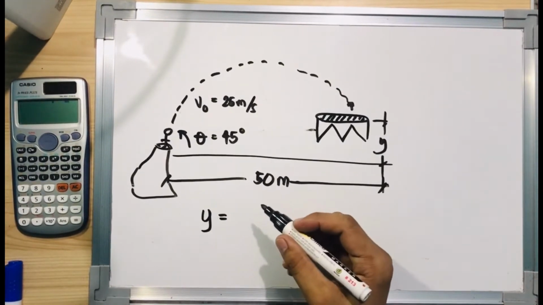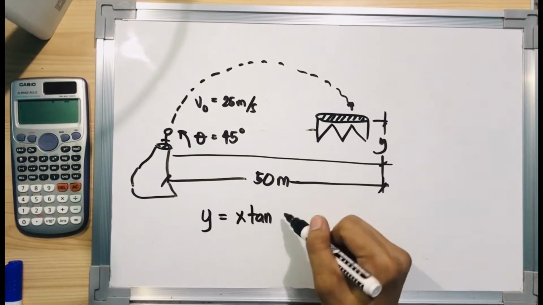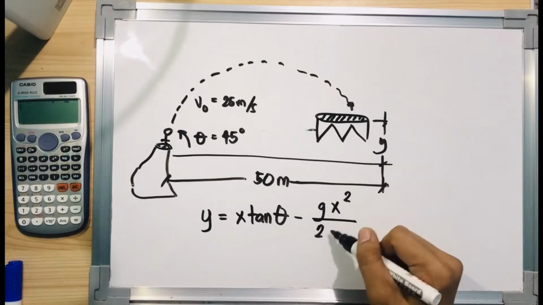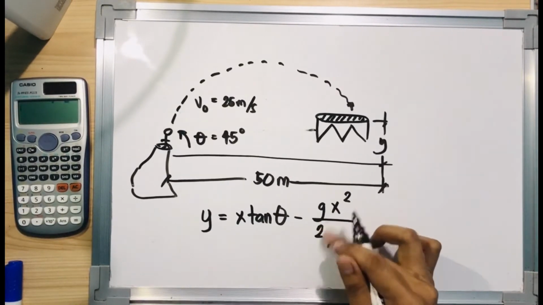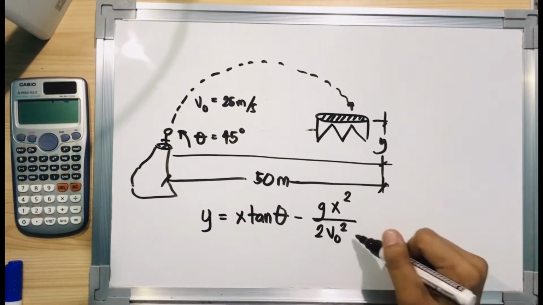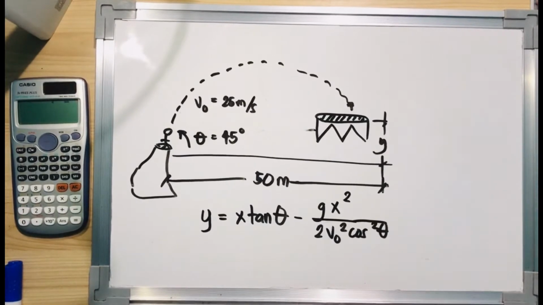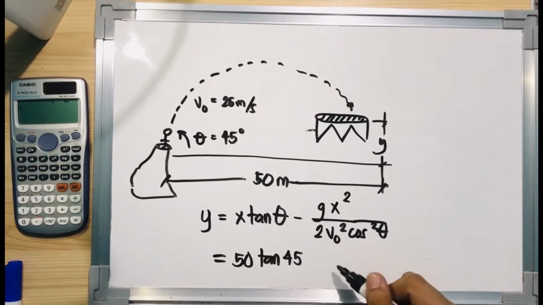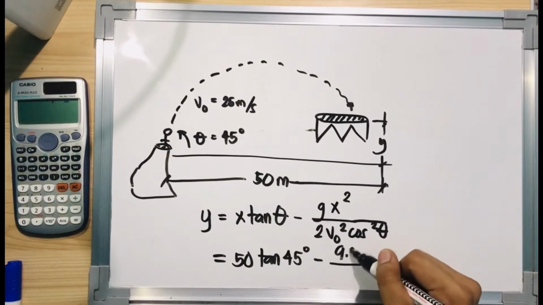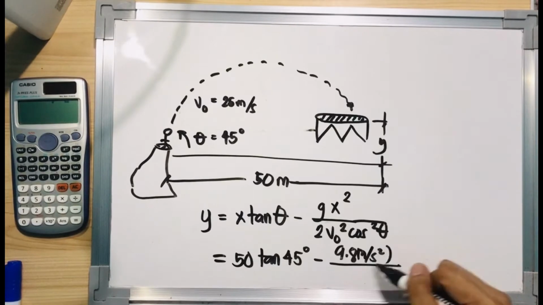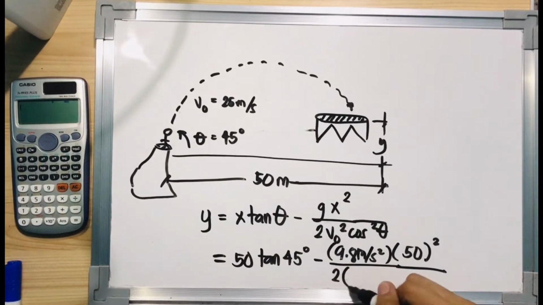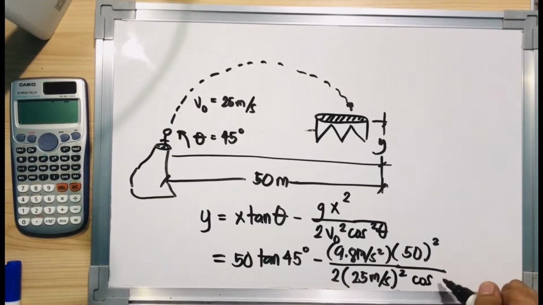So, y is equal to, ano nga ba yung formula natin? That's x tangent theta minus g x squared over, yung ibaba, 2 times the initial velocity squared cosine squared of theta. So, kung isa-substitute natin yung values, we have 50 tangent 45, okay, minus 9.81 or 9.8 meters per second squared, x squared, that's 50 squared. Yung denominator would be V0 squared is 25 meters per second, tapos naka-square, and then cosine squared theta.